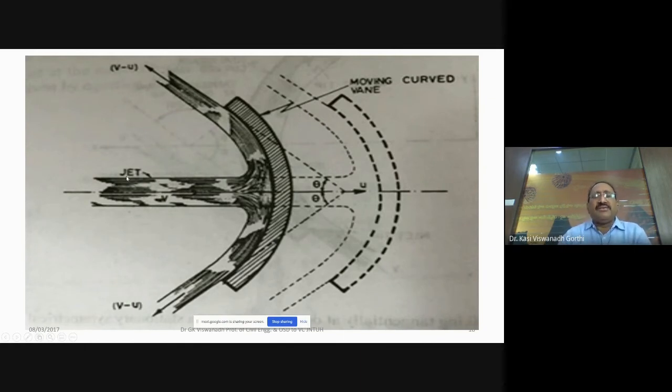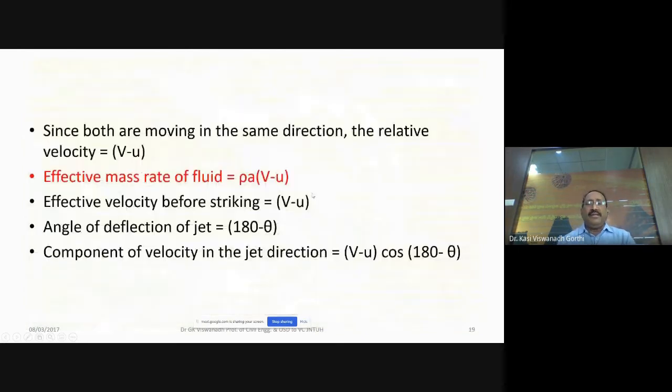So v is the velocity of the liquid jet striking a symmetrical curved vane at the center. Since it is striking here, the vane is thus moving in the same direction with a velocity of small u. Since it is a symmetrical curved vane, you may notice that the included angle is 2 theta. The included angle is 2 theta, not theta plus phi, because it is a symmetrical vane.